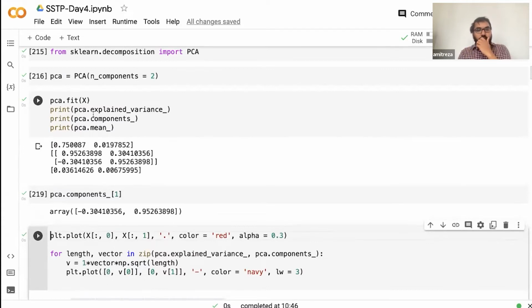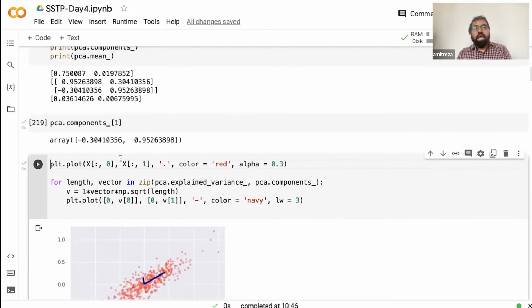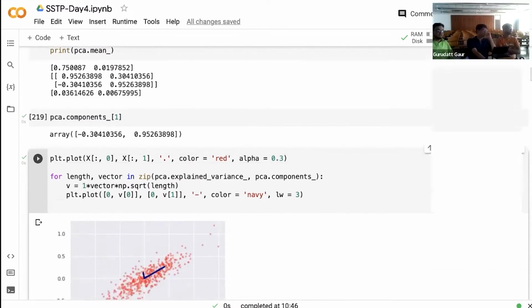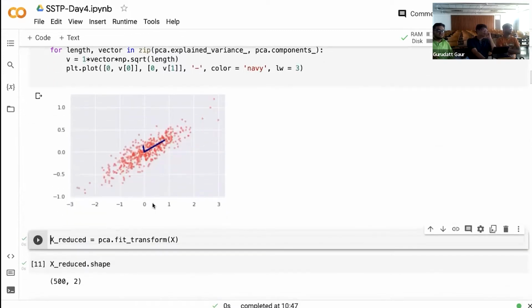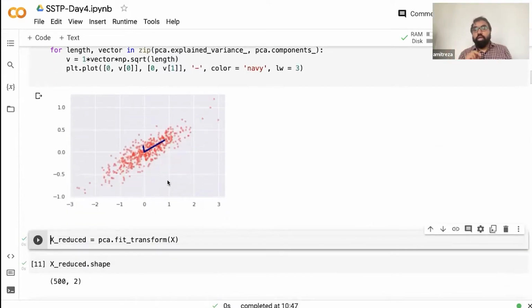And now what are the other things we are getting? We're getting some variance and we're getting some mean. Okay, so I'll talk about that later. But now let's say I want to visualize these data points with these vectors. You can see these are the data points, and the principal components you are getting are basically these two vectors, right?